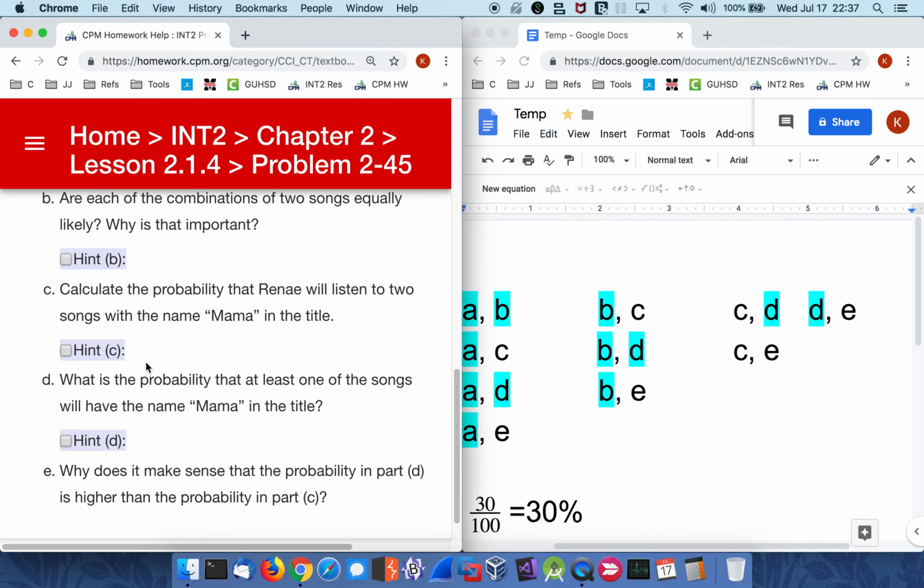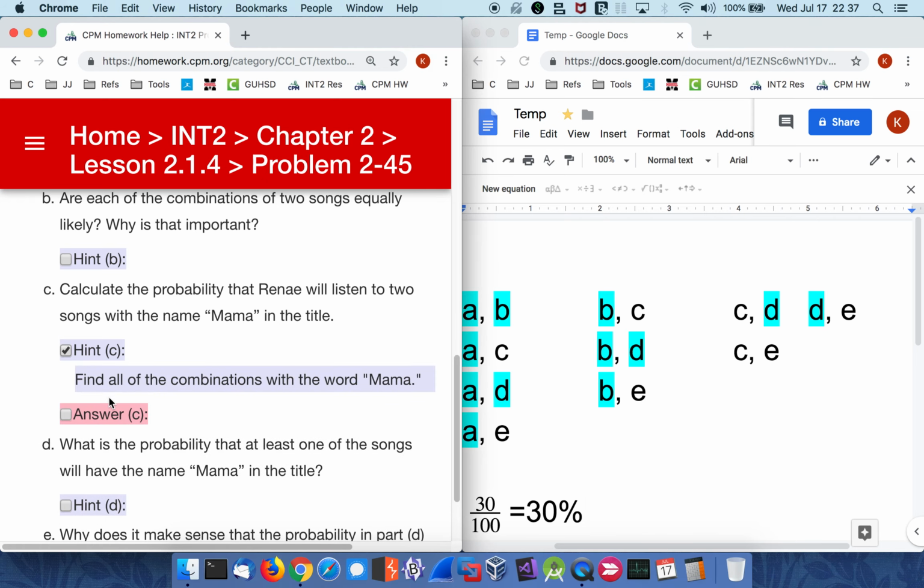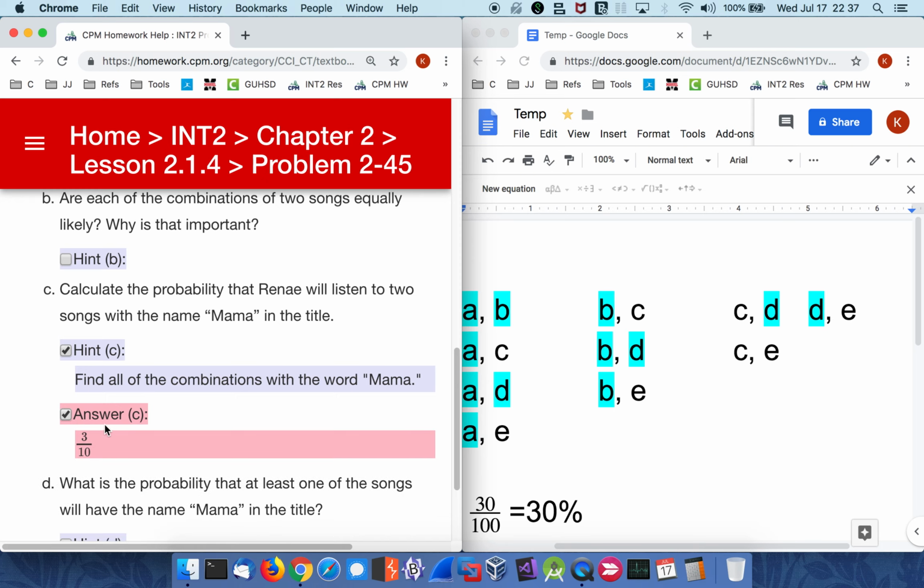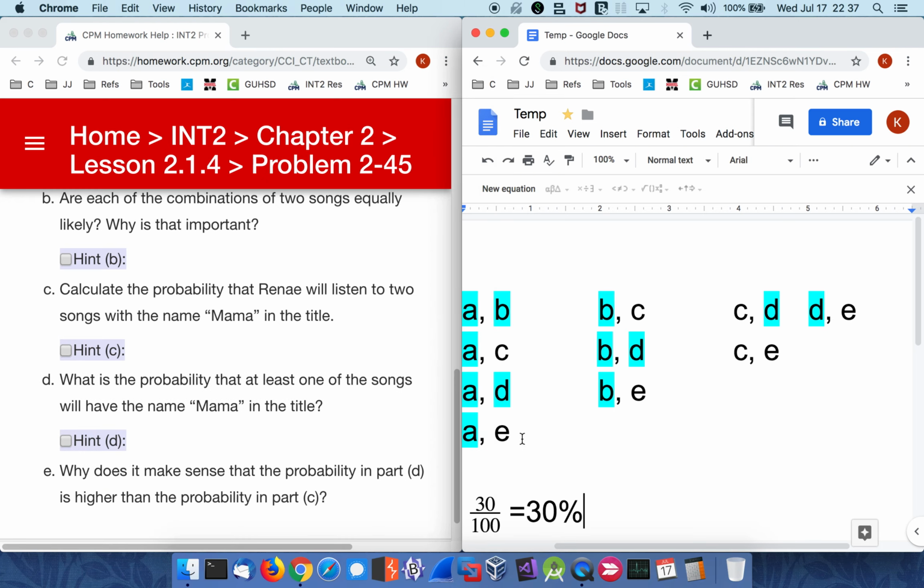Let's see if we got that right. Find all combinations with the word Mama. 3/10. Got it. Boom. All right.